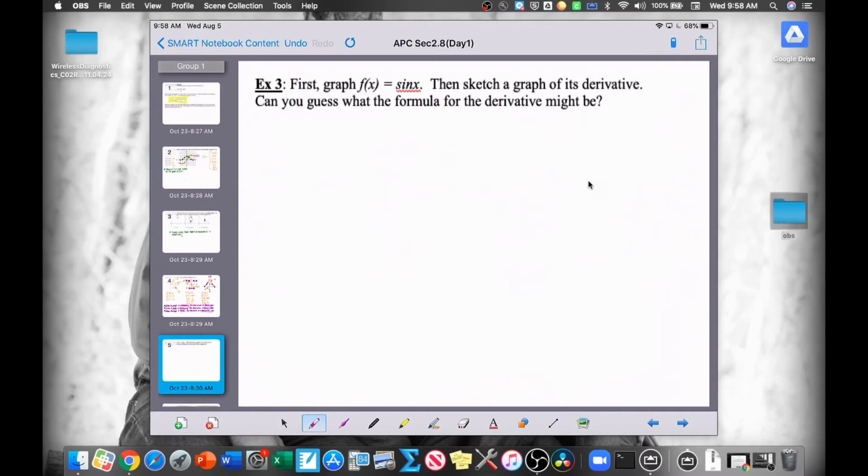Example 3 asks us to first graph f of x equals sine x, and then from that curve, sketch a graph of its derivative. And when we do that, they're asking us to guess what the formula for the derivative of sine x might be based on the graph that we come up with. First, we are going to graph f of x equals sine x, and I'm just going to do 2 periods of the function. So from -2 pi to +2 pi.